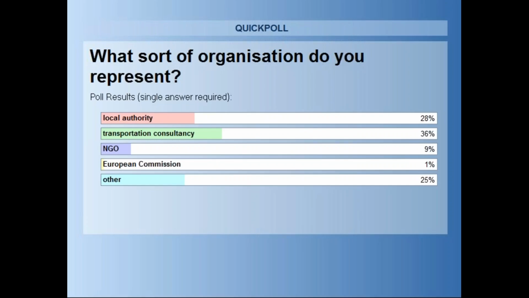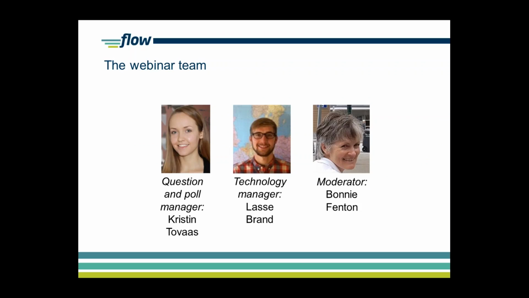So it looks like most of you are from a transportation consultancy, followed by local authority. It was 36% for transportation consultancy, 28% for local authority, and other is 25%, 9% from NGOs, and 1% from the commission. If anybody who wrote other would like to tell us what kind of organization you're from, or it could be you're independent. Maybe I don't think we offered university as an option, so there could be students as well. So if you want to fill that in, that would be great.